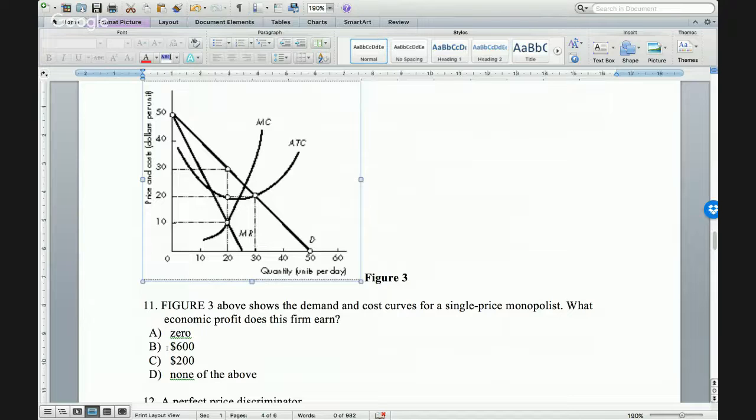We have to look at costs. So here's your cost, 20, at an output of 20. Look, it hits your average total cost curve here. So 20 by 20 is 400. And we subtract your costs from your revenue. So 600 minus 400 gives us an answer of $200.